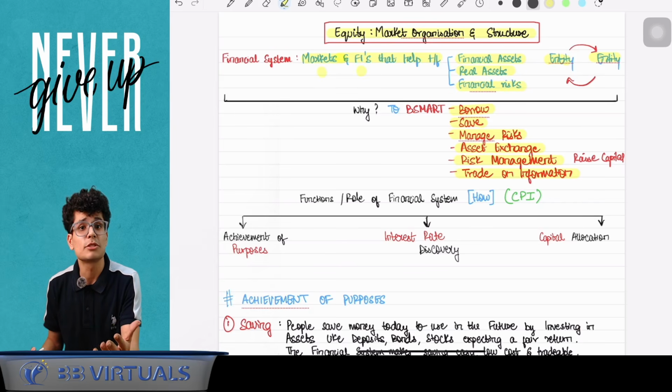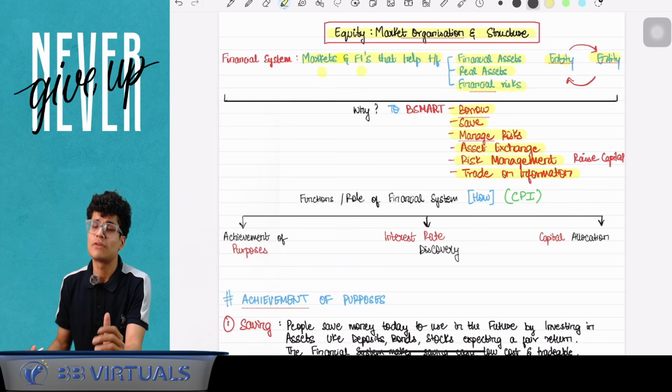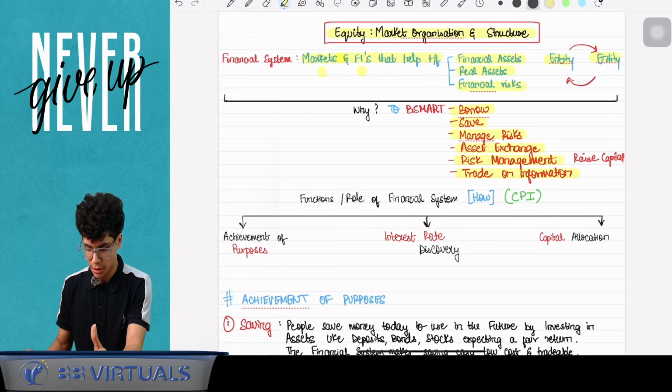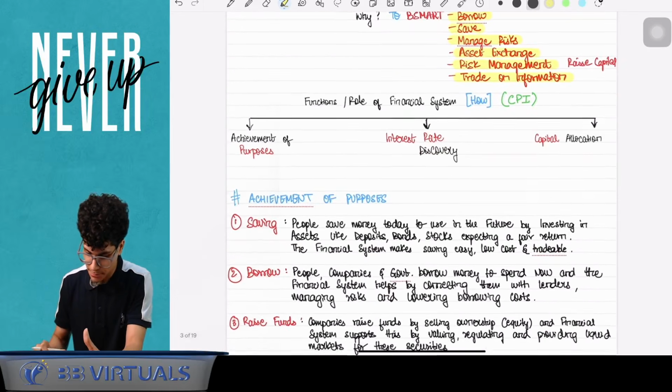अब सर हमें ये तो समझ में आ गया है कि okay, this is a financial system, but why would we want to enter into a financial system? Why would we access it? We would access it to be smart. B is to borrow money, S is to save money, M is to manage risks, A is for asset exchange or exchanging it in return for assets, R is to raise capital and T is to trade on information. ठीक है सर, did we understand?